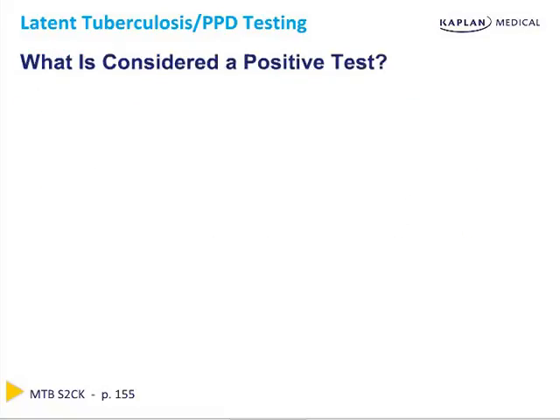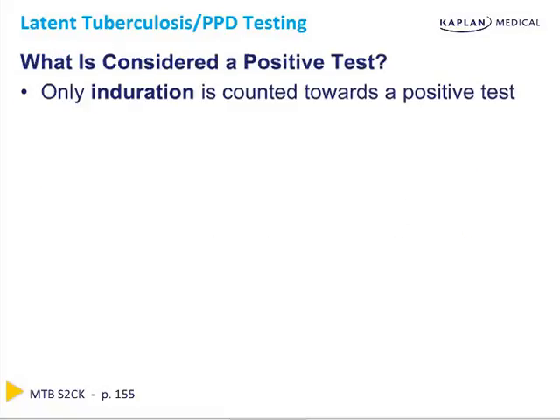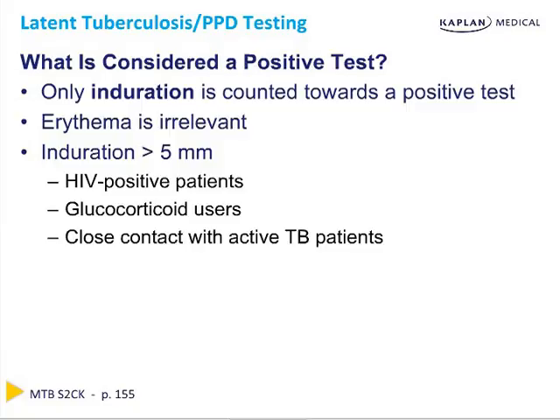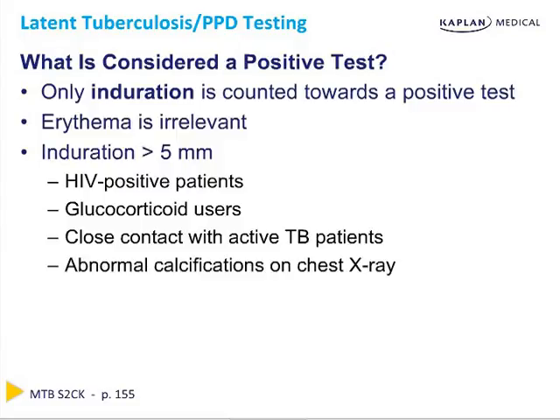So, what is considered a positive test? Induration is counted as positive. Erythema alone is irrelevant. You must have raised indurated skin. Induration greater than 5 millimeters is considered positive in HIV-positive patients, glucocorticoid users, close contact with active TB patients, abnormal calcifications on the chest x-ray, organ transplant recipients.